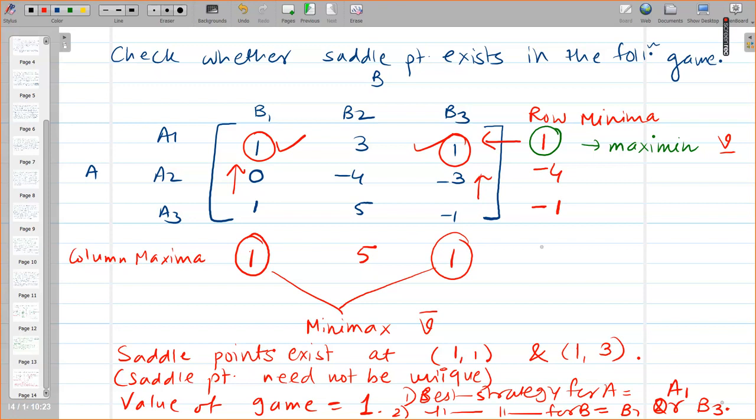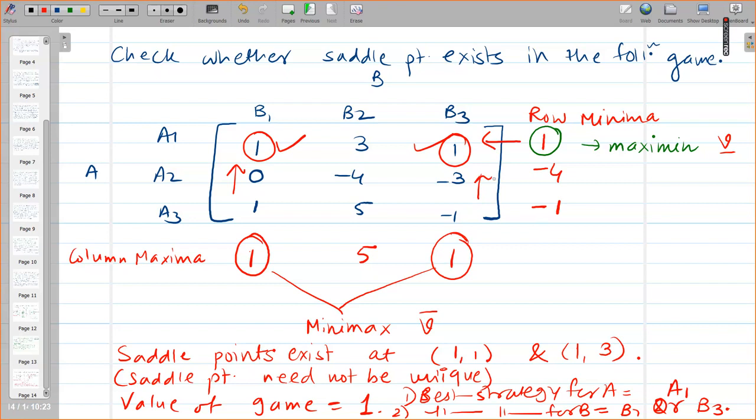So this is a very important step for solving any game. Like if you remember, in case of LPP, we first find the IBFS. Then in case of TP, we first check whether the TP is balanced or not. In case of AP also, we first check whether AP is balanced or not. Similarly, in game theory, we should always first check whether the game has a saddle point or not. If we get a saddle point, then that is going to be the strategy. That is going to tell us the pure strategies. Okay.